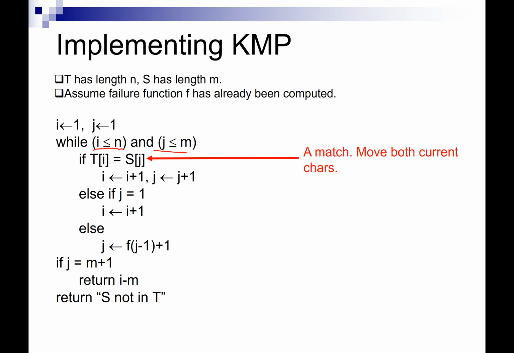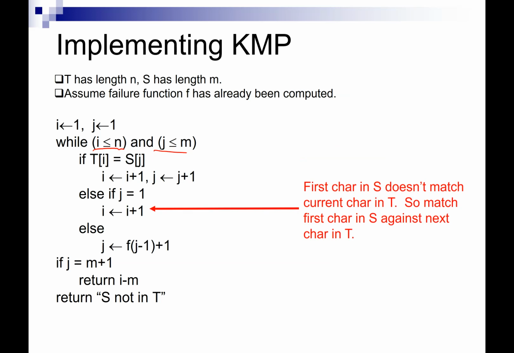We have several cases in this while loop. The first case is that we're trying to match the ith letter of t and the jth letter of s. If there is a match, if these 2 letters are equal, then great, we can move on to the next letter. So we go on to the i plus first letter of t and the j plus first letter of s. Otherwise, t of i does not equal s of j, so we have a mismatch, but then there are 2 subcases.